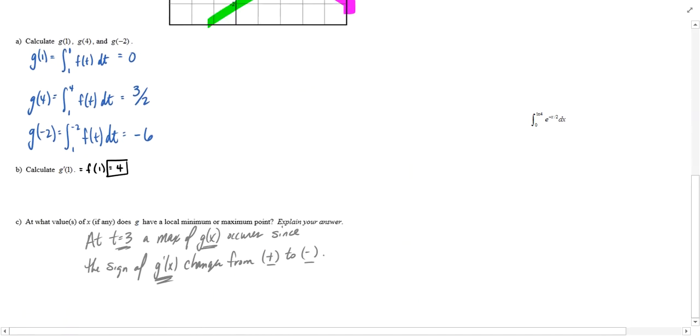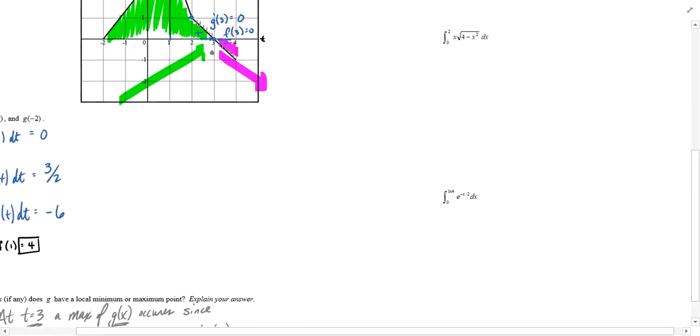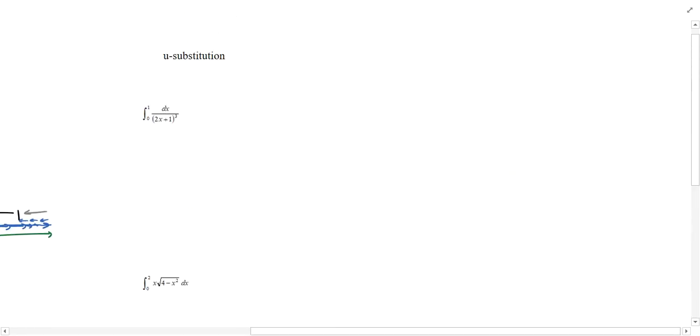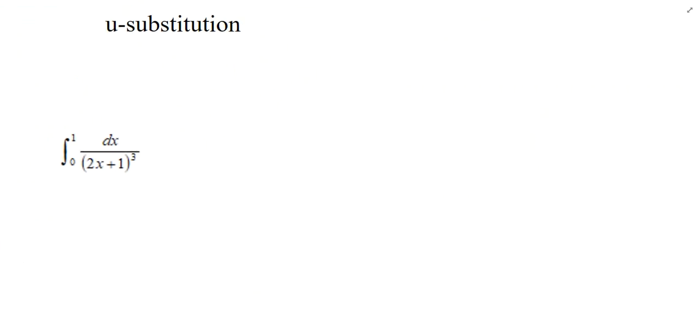So I hope that clarifies a couple things with the fundamental theorem of calculus and how it affects accumulated change. I think I'll stop the video here and create a second one for these U substitution examples, and we'll also continue to discuss these in class next week.